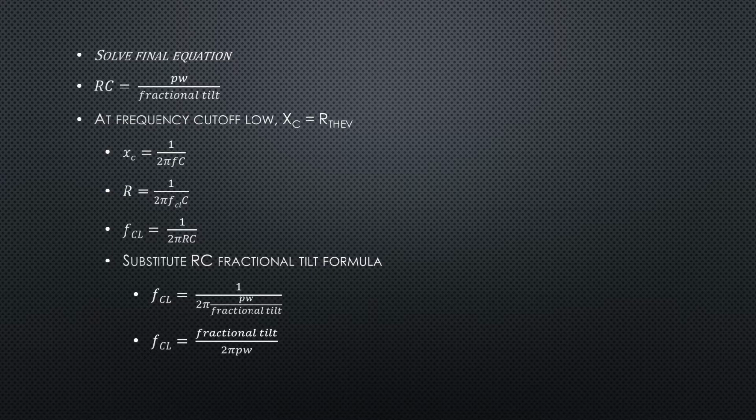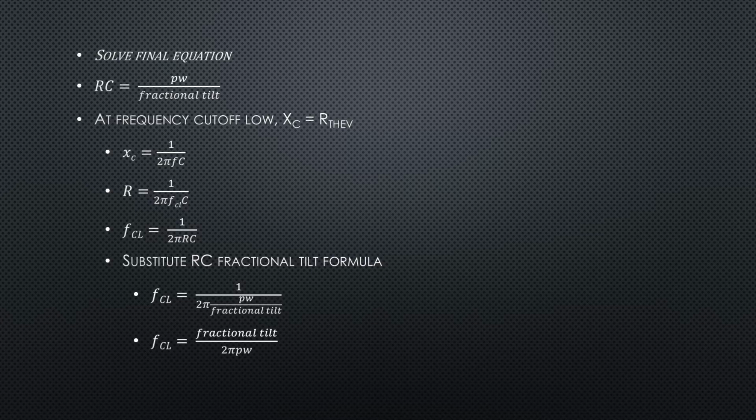Now that we've solved for RC in terms of pulse width and our fractional tilt, we can look at our frequency cutoff low formula and derive that. We know that at that frequency X sub C, the capacitive reactance, is equal to the R Thevenin, the resistance that the reactance sees. And so if we manipulate our X sub C formula, we can substitute in the R, and we end up with frequency cutoff low is equal to 1 divided by 2 pi RC.